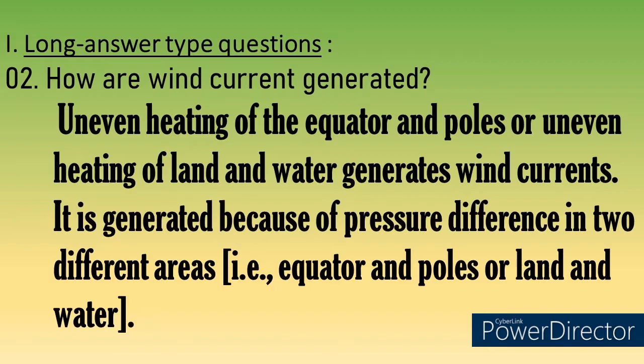So basically uneven heating is the first reason, and that results in the pressure difference, and these two result in the formation of a wind current. Wind current is none other than simply wind. So the formation of wind is because of these two reasons. One, uneven heating. Second one is pressure difference. They are giving two sides, one equator and poles, and second one is land and water. In both these cases you come across formation of a wind current.